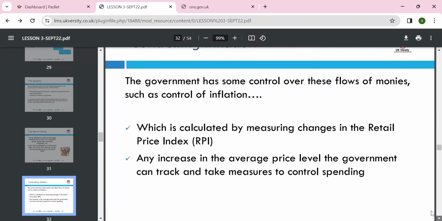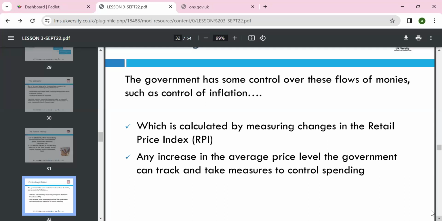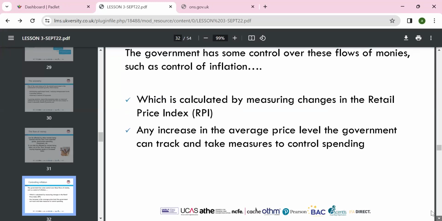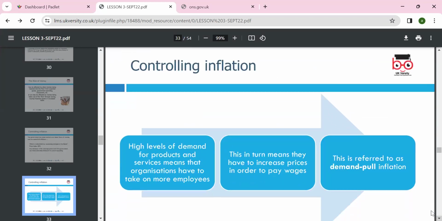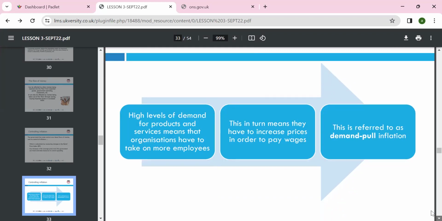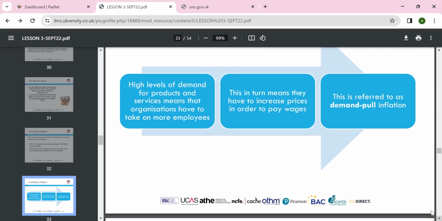Controlling inflation: the government has some control over these flows of money, like we can look at the price index, and we can control a high level of demand for products through monetary policy, increasing and decreasing the base rate, because of demand pull and cost push inflation. The Central Bank of England, called the State Bank in other parts of the world, makes the policy which is called the monetary policy of the government. They carry on changing the rates and making adjustments accordingly, because that has a huge impact.